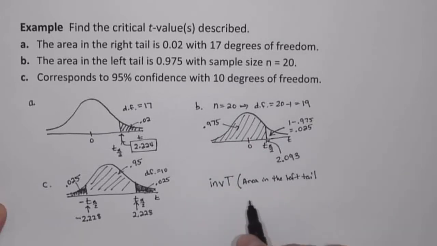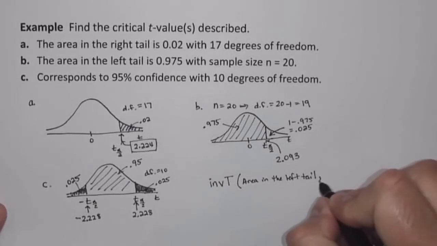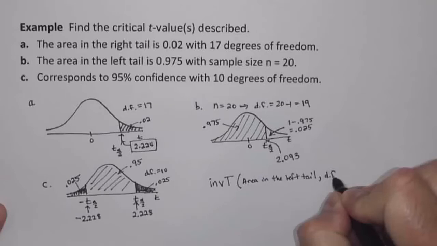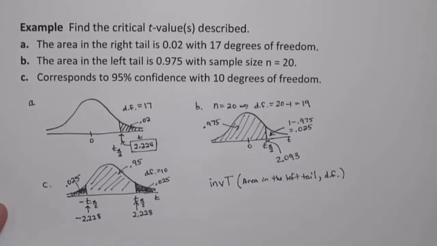Now this is different from how it was in the table. In the table it was the area in the right tail, so we put in the area in the left tail, comma, then we put in the degrees of freedom, and the calculator will give us the critical value that has that area in the left tail with that number of degrees of freedom.